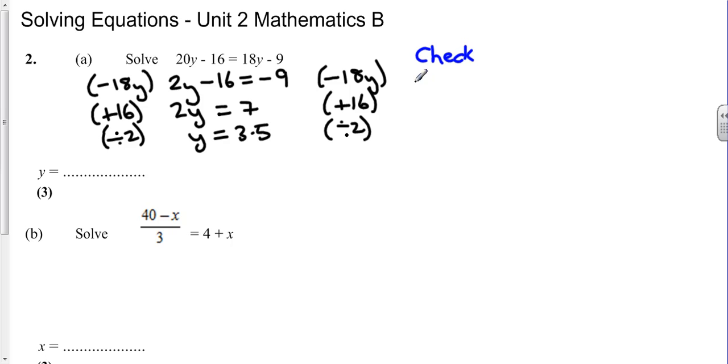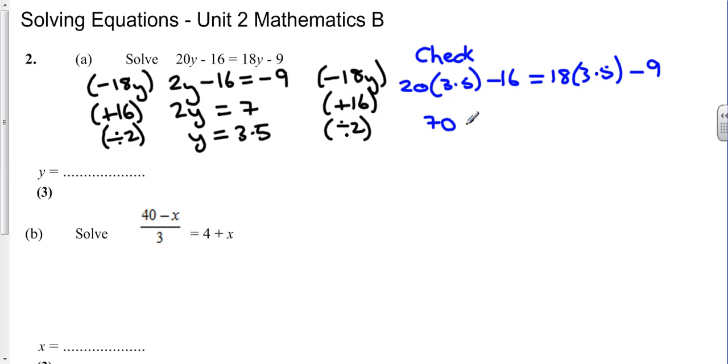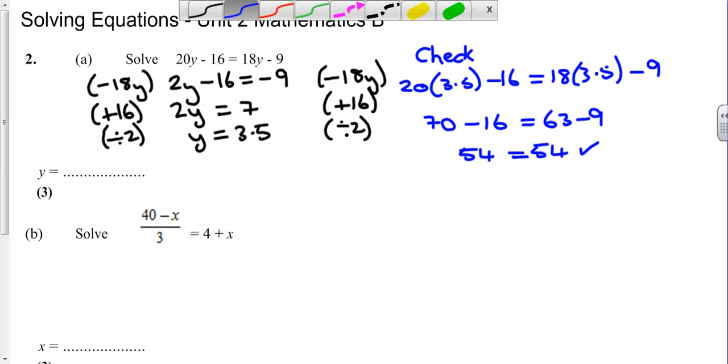So we have 20 times 3.5 minus 16 is equal to 18 times 3.5 minus 9. If we've got the right answer, then both sides should work out to be the same. 20 times 3.5, 20 times 3 is 60, and then the half of 20 is 10, giving us 70 minus 16, and 18 times 3.5 is 63. Work that out, we get 54 equals 54, meaning our answer is correct, which means we can now write it in as 3.5.